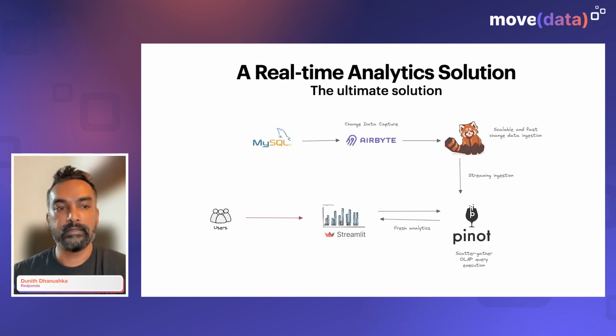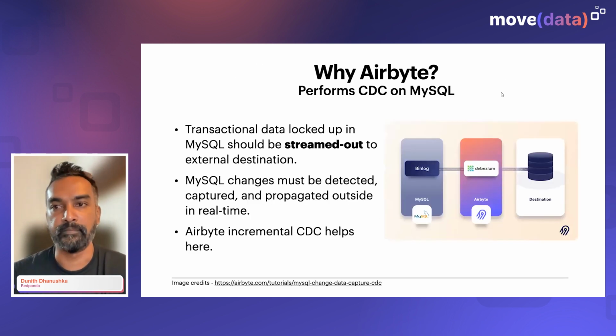The solution you see here has two significant features. First, it's real time. That means whenever something changes in the MySQL, the resulting Streamlit dashboard will immediately get updated in real time. Also, the solution is capable of delivering ultra low latency query results even at higher query throughputs. So there are three new components we see here: Airbyte, Redpanda, and Apache Pinot. Let's have a detailed look at each of them.